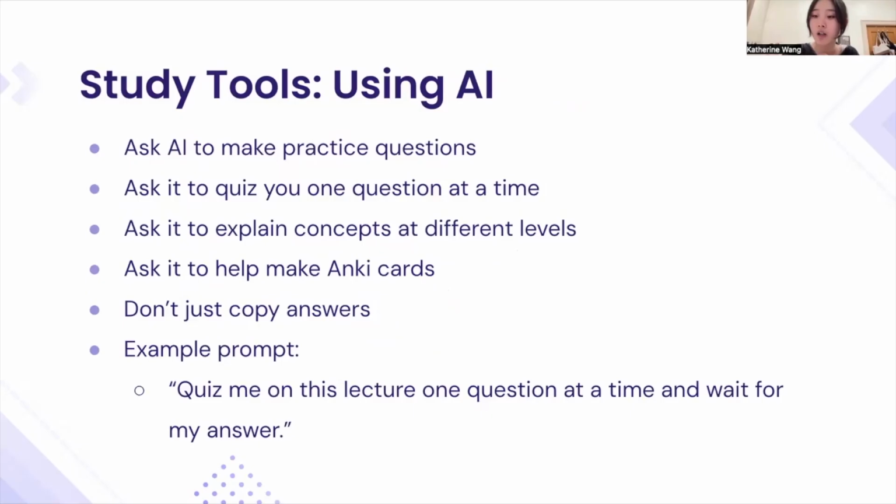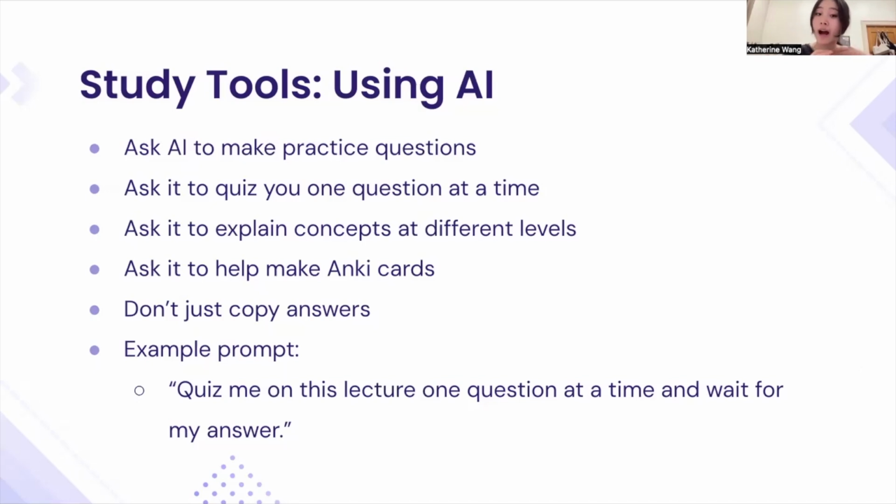I also wanted to mention AI. There are definitely a lot of controversies around using AI, but it can be a very good study tool if you know how to use it effectively. Some methods that I found work really well for me are asking AI to make practice questions, maybe giving it your practice problems and prompting it to make similar practice problems, which I found can be really helpful. Quizzing you one question at a time or just explaining concepts at different levels.